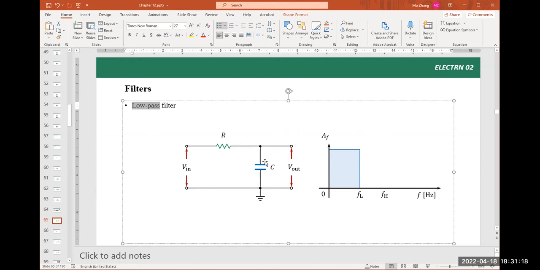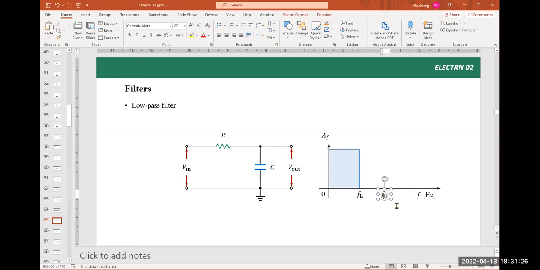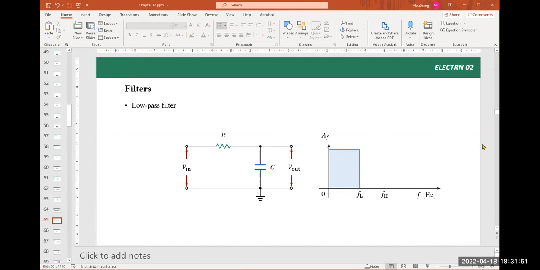So this is another application for a capacitor. This picture shows FL means lower frequency, FH means higher frequency. Any frequency between 0 Hertz and this boundary, we keep that signal. If the signal has higher frequency, higher than FL, the lower bound, then it gets removed. So this is the second application of using a capacitor.